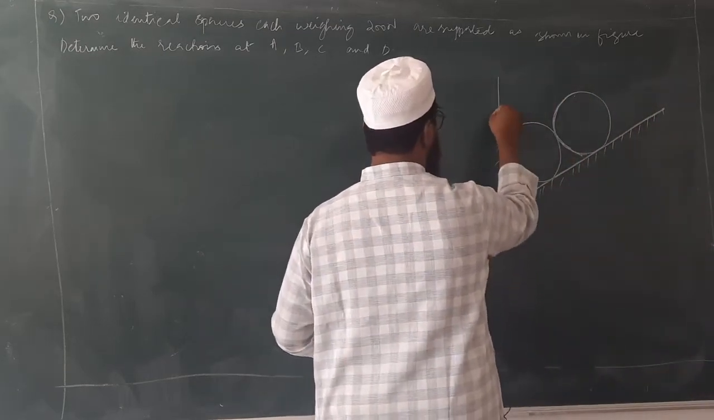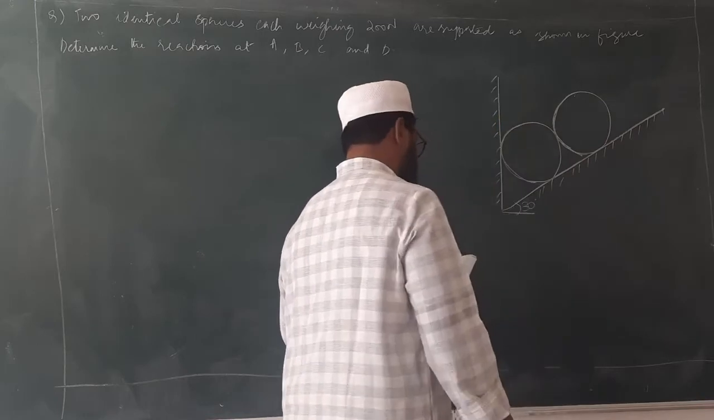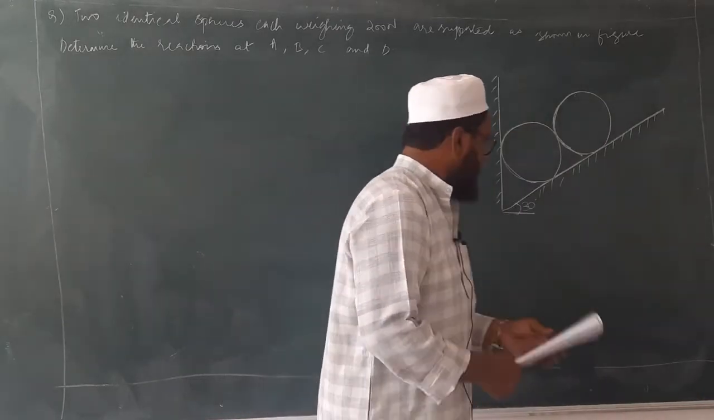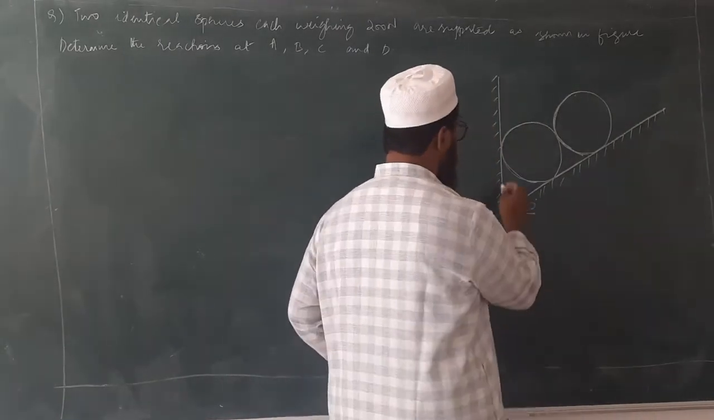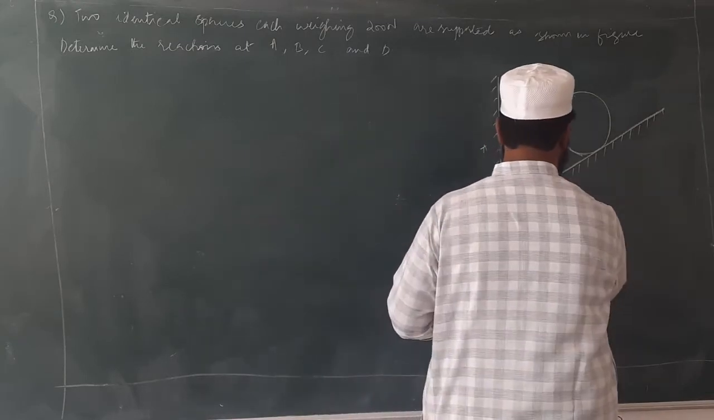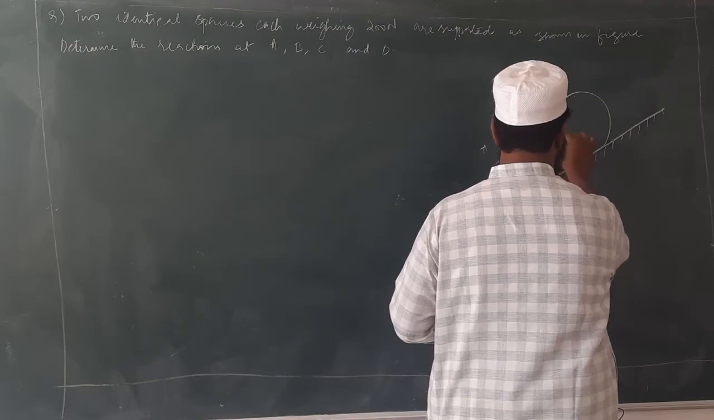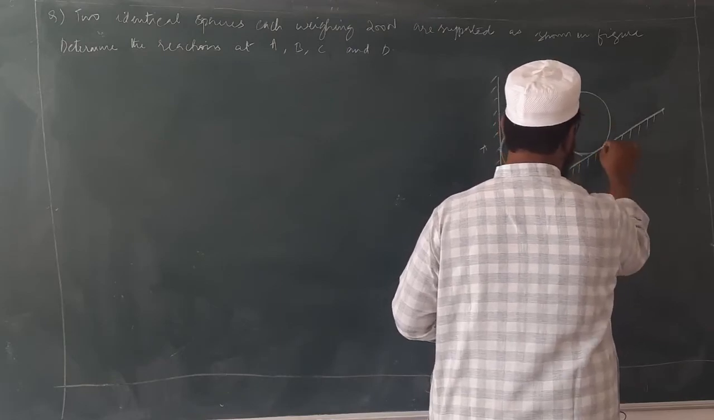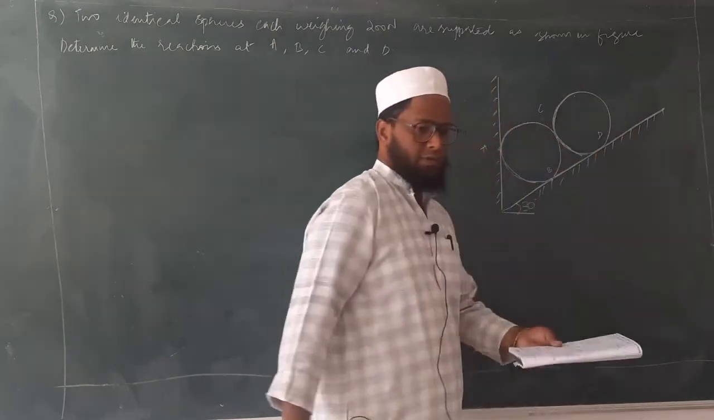So this is the figure given in the question, and we have to calculate reactions at A, B, C and D. This is the point A given, this is point B, C and D. Okay.